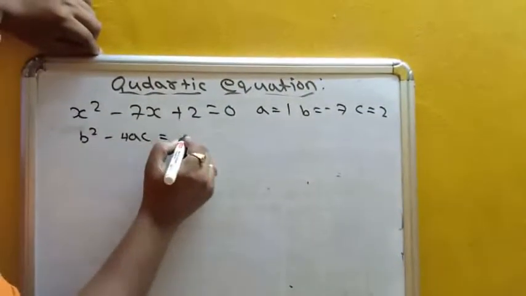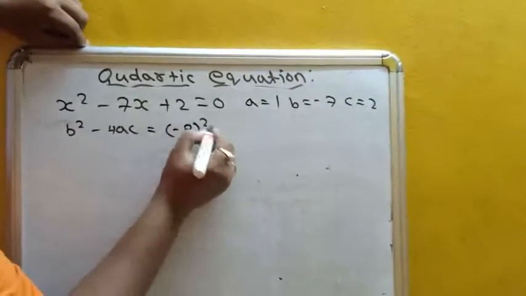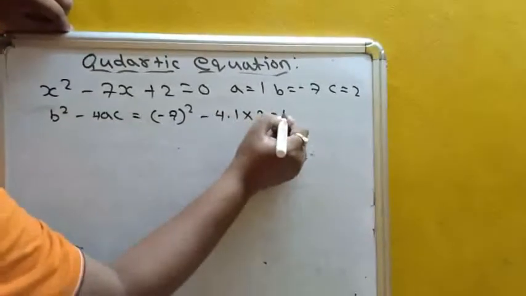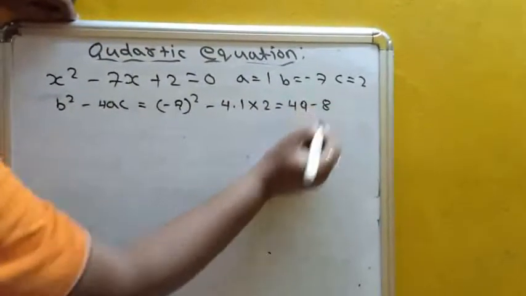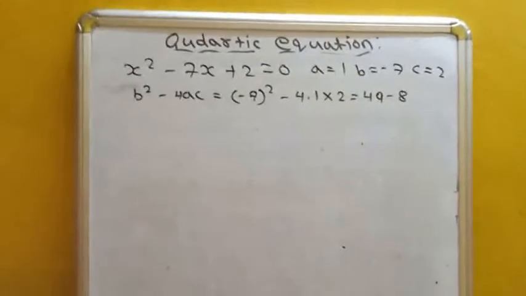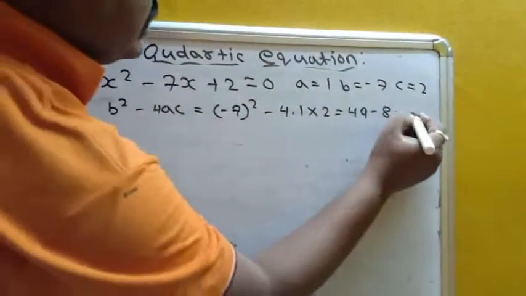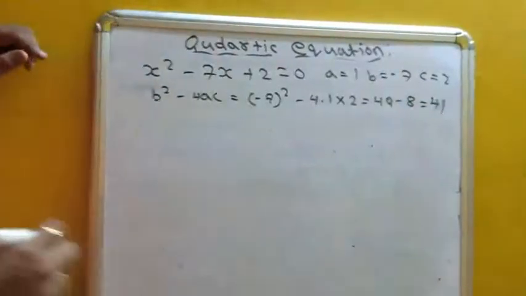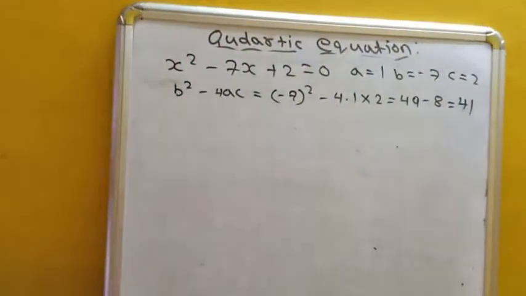So b square equal to how much? Minus 7 square, minus 4 into a equal to how much? 1, c equal to how much? 2. So 49 minus 8 equal to how much? 41. Yes or no?